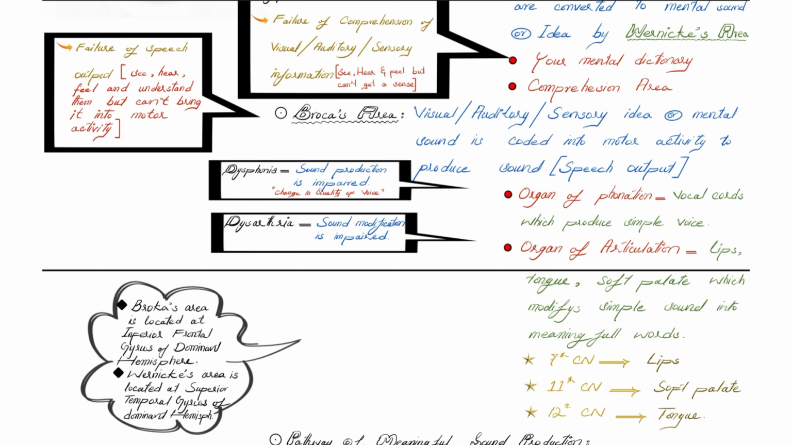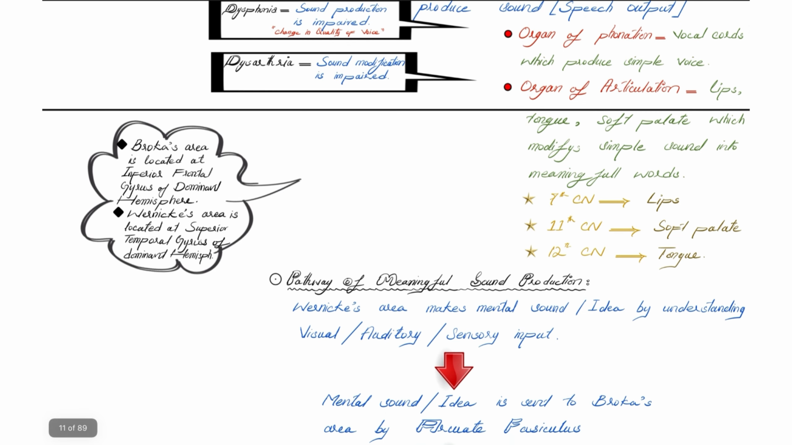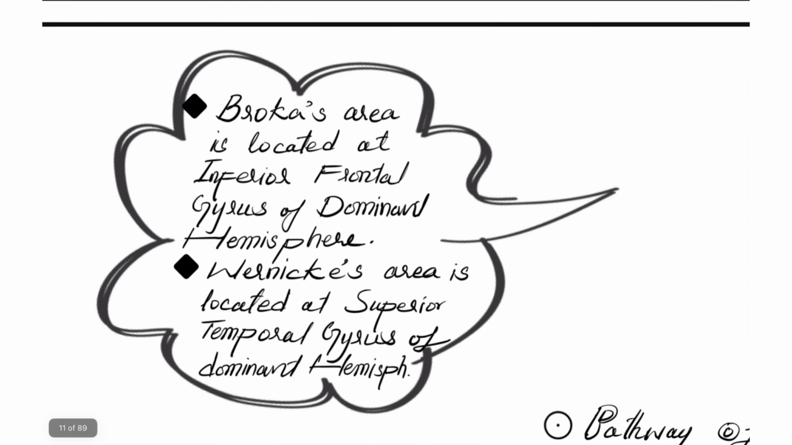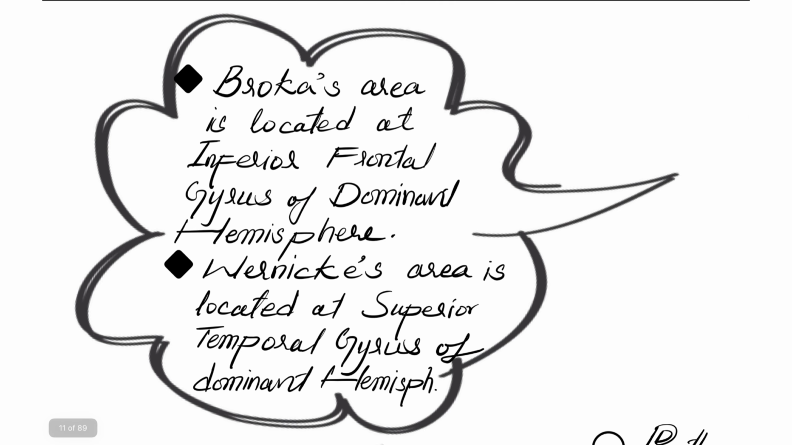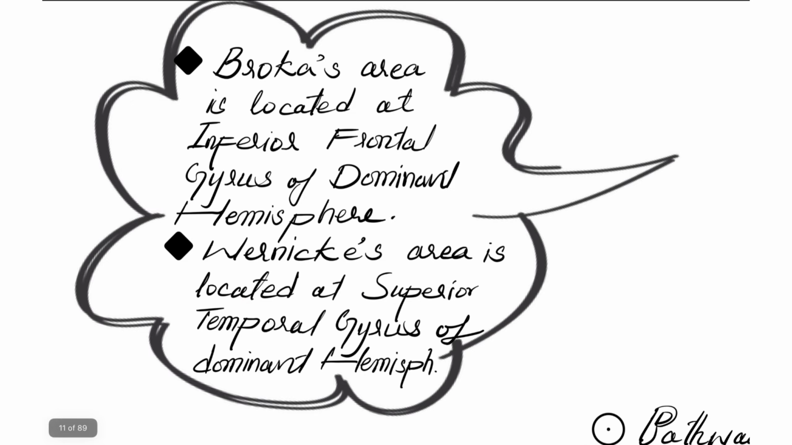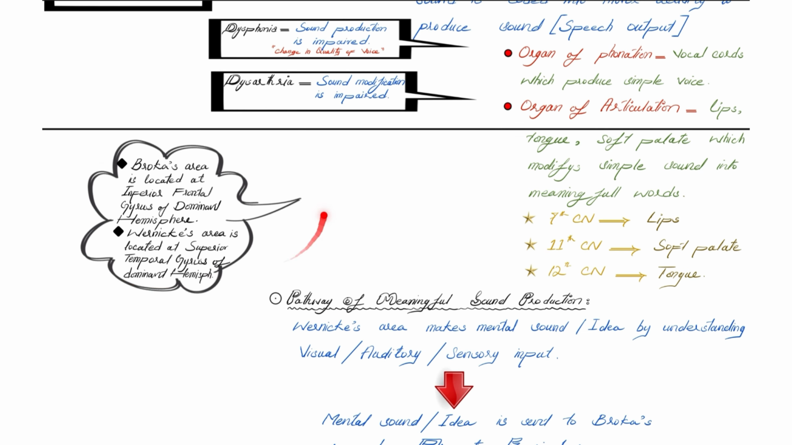So we talked about the Broca's area and Wernicke's area. Where are they situated in the brain? Now, Broca's area is located at the inferior frontal gyrus of the dominant hemisphere. Once again, I'm telling you that it is present in the inferior frontal gyrus of the dominant hemisphere, and Wernicke's area is located at the superior temporal gyrus of the dominant hemisphere. You need to ask yourself: if Broca's area and Wernicke's area are located in the dominant hemisphere, then what are the functions of the corresponding areas in the non-dominant hemisphere?